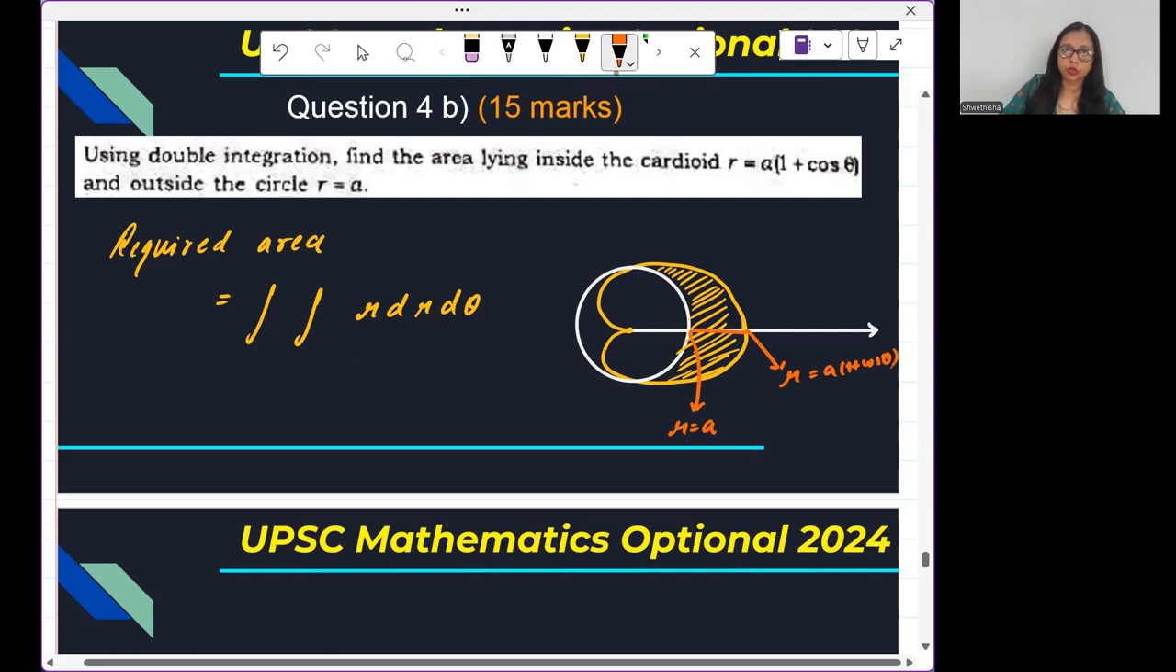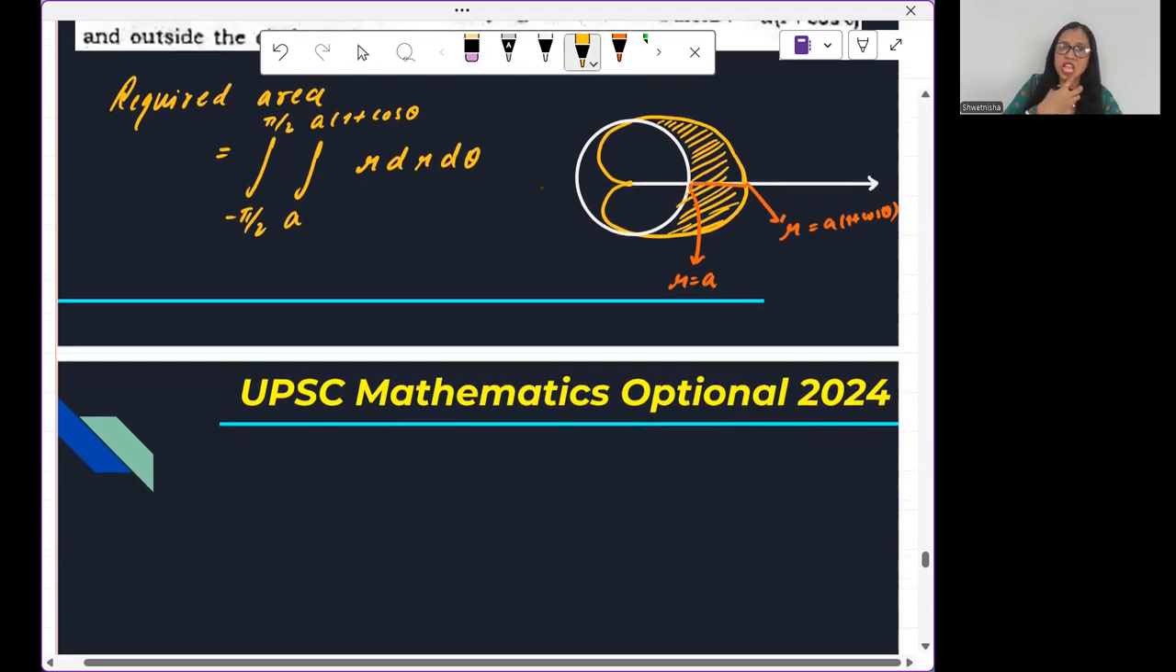So this is a to a(1 + cos theta). And theta is from here, minus pi by 2 to pi by 2. Okay. You just have to solve this integration now. This is r squared by 2. So it's 1 by 2, outside, minus pi by 2 to pi by 2. r squared means a squared (1 + cos theta) whole squared minus a squared, d theta.